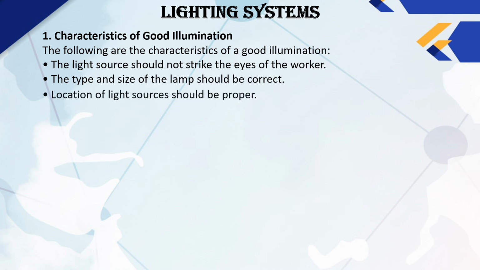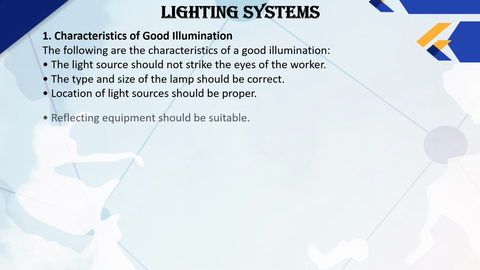Third, the location of light sources should be proper. Light sources should be strategically placed to provide optimal illumination without creating glare or shadows. Proper placement enhances visibility in work areas, reduces eye strain, and ensures safety by illuminating important tasks and pathways effectively.